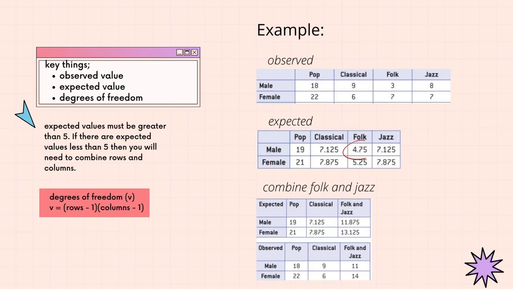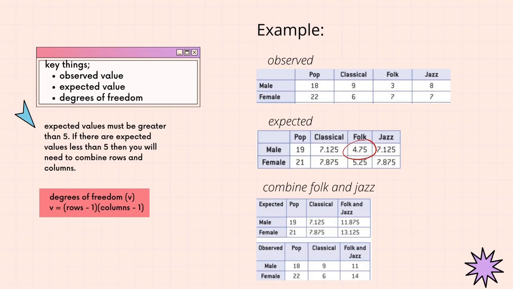Observed values are the values that are initially given in the question. You will then need to use the observed values to find expected values. It is also important to note that expected values must be greater than 5. If there are expected values less than 5, then you will need to combine rows and columns.